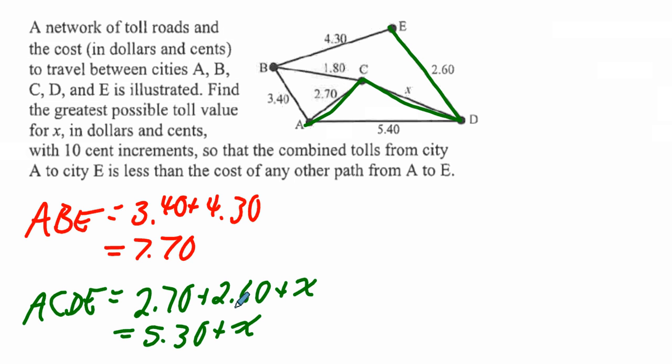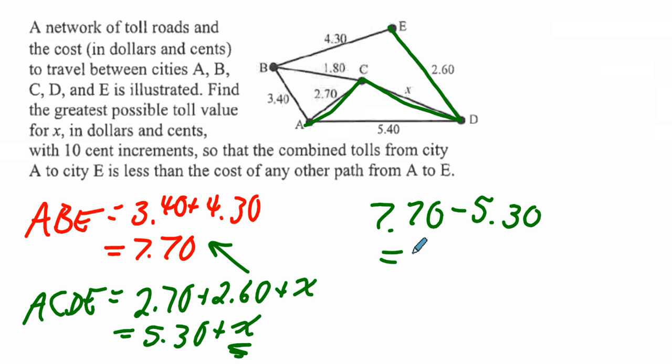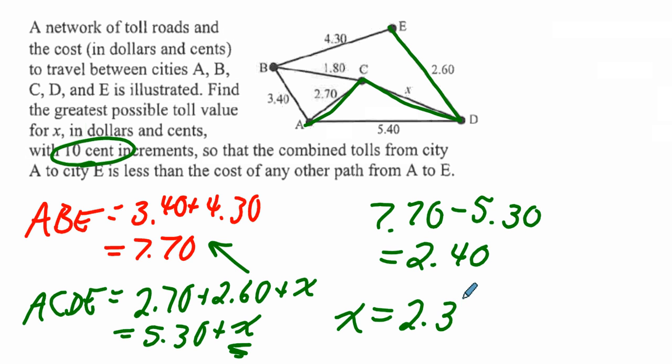So what this question is asking you is, what's the biggest possible answer for x that would be cheaper than this one here? So really, if you had 770 take away 530, you'll end up with 240. So if x were exactly 240, they would be exactly the same price. But you don't want them to be the same price. You want this one that I'm doing in green, the ACDE, to be less than the ABDE. It tells you, however, that you must have 10-cent increments. So you couldn't make it like 239. The next closest that you could do for x would be to make it $2.30. That would get you to 760, which would be the cheapest route from A to E.